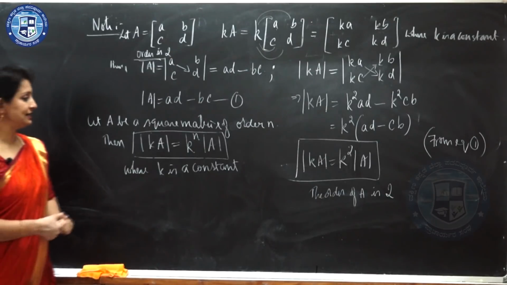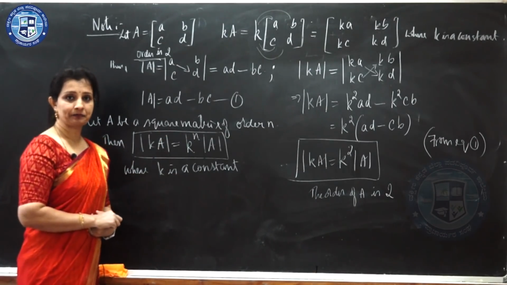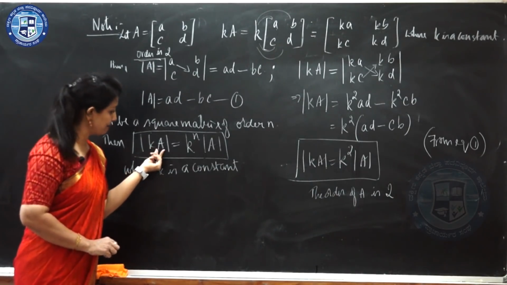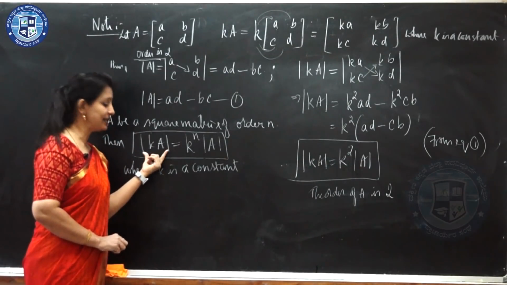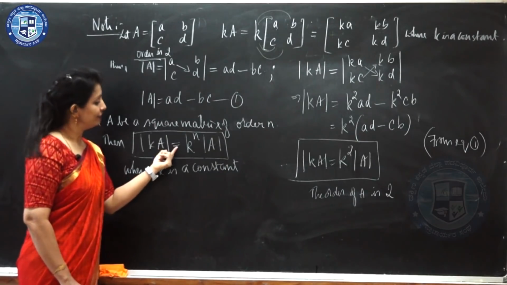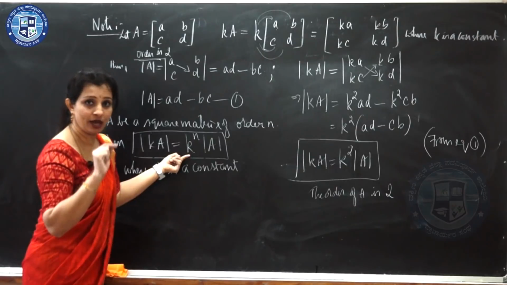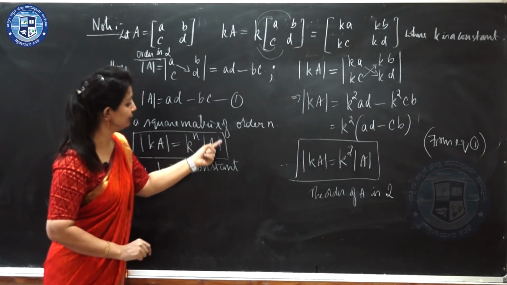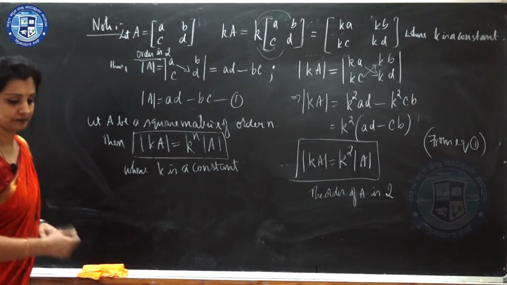If any square matrix A is given, we can find the determinant of A. And if you multiply a constant K to matrix A and want to find the determinant value of this, it can be equated to the constant you have multiplied, K raised to the power n, into determinant A. Make a note of this.